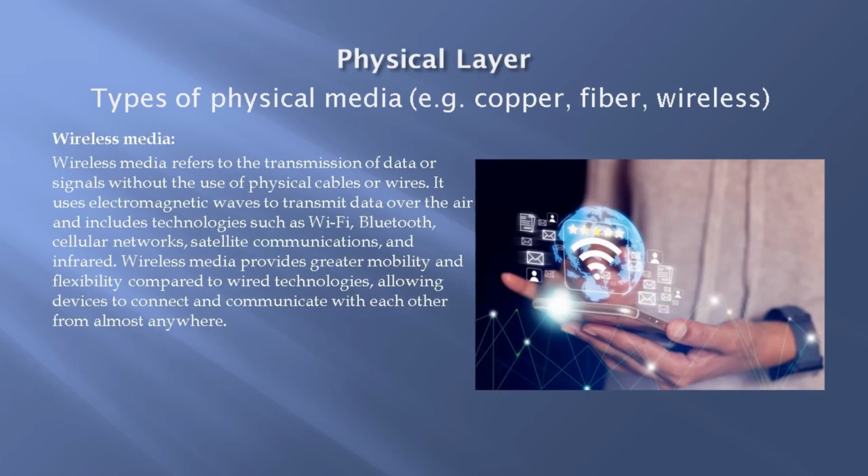Wireless media. Wireless media refers to the transmission of data or signals without the use of physical cables or wires. It uses electromagnetic waves to transmit data over the air and includes technologies such as Wi-Fi, Bluetooth, cellular networks, satellite communications, and infrared. Wireless media provides greater mobility and flexibility compared to wired technologies, allowing devices to connect and communicate with each other from almost anywhere.